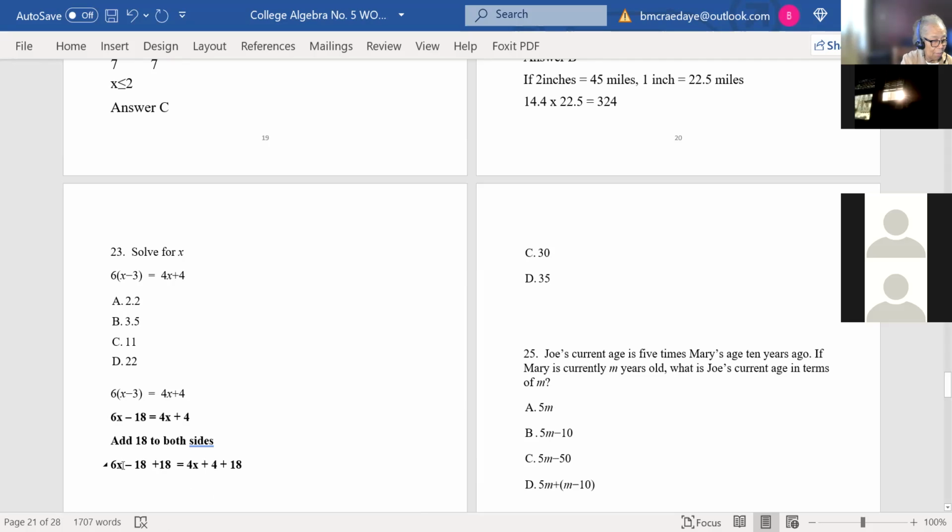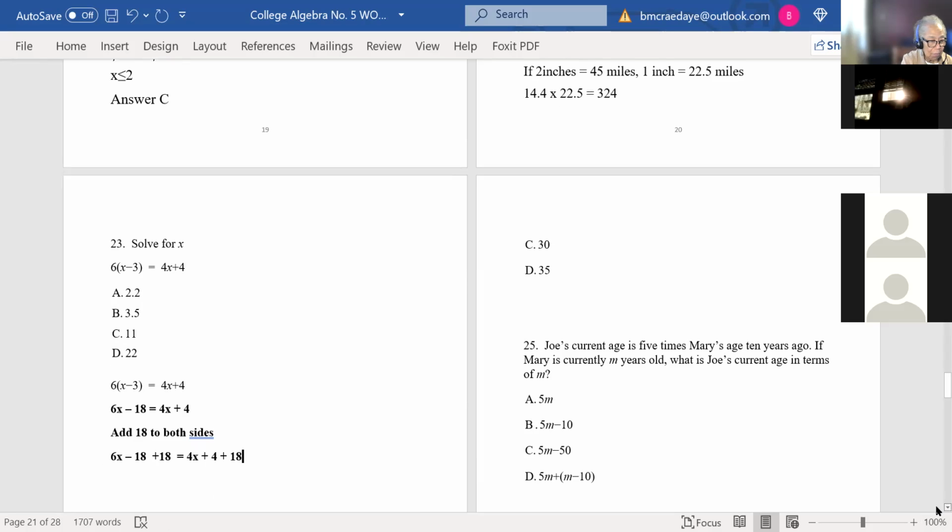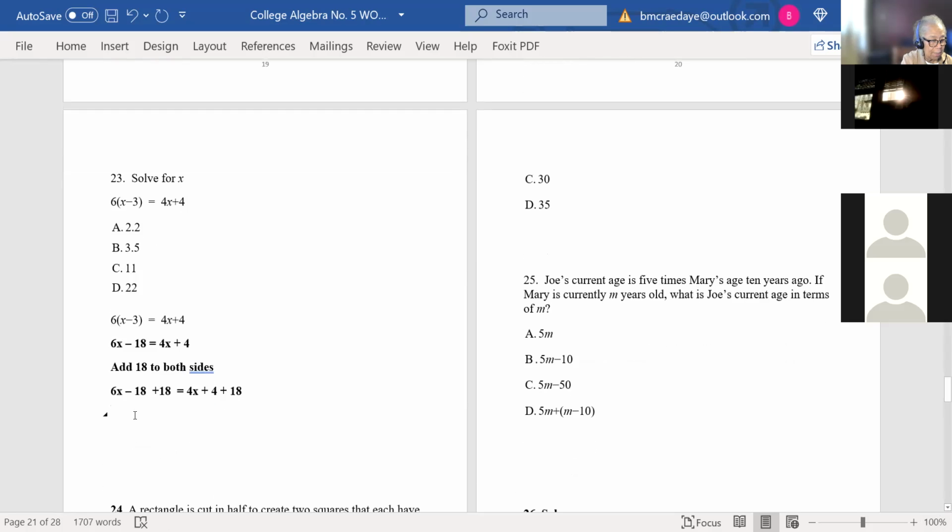And what do you get on the left, Latoya? 6x. Okay, so you get 6x minus 18 plus 18 is 0, so you get 6x. And what do you get on the right side? It's equal to 4x plus 22. That's right, 4x plus 22.